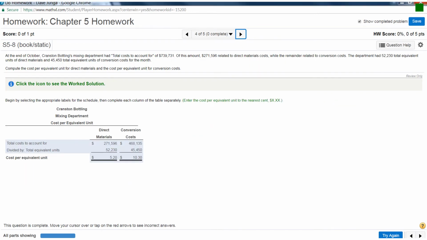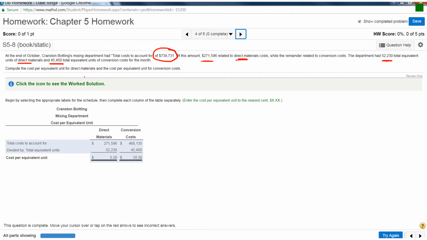All right, this is Chapter 5, homework problem number 4. At the end of October, Cranston Bottling's mixing department had total cost to account for of $739,731. Of this amount, $271,596 was for direct materials. Everything else was for conversion. They have also already given you the total equivalent units: 52,230 for direct materials and 45,450 for your conversion.